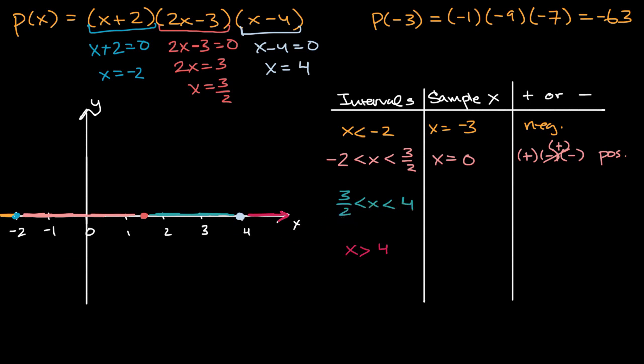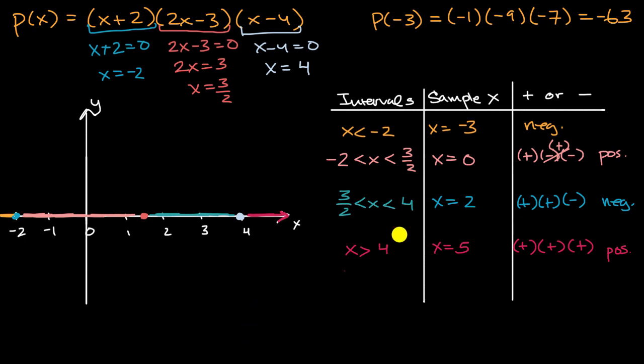Now what about this next interval here between 3/2 and 4? We could try x is equal to 2. When x is equal to 2, we are going to get a positive times a positive times a 2 minus 4 is negative times a negative. So this is going to be negative over that interval. And then last but not least, when x is greater than 4, we could try x is equal to, let's say, 5. We are going to have a positive times a positive times a positive. So we are going to have a positive.